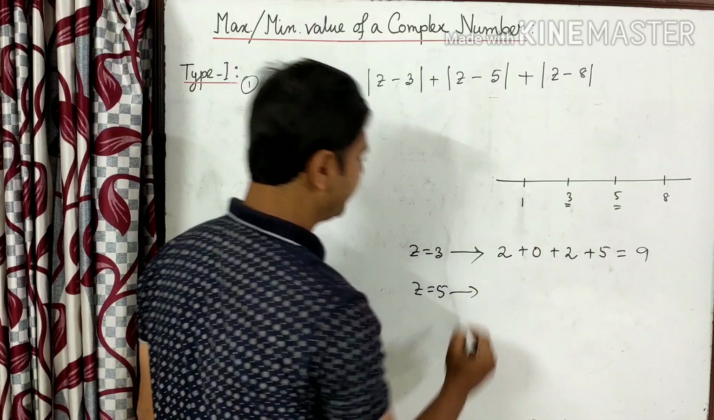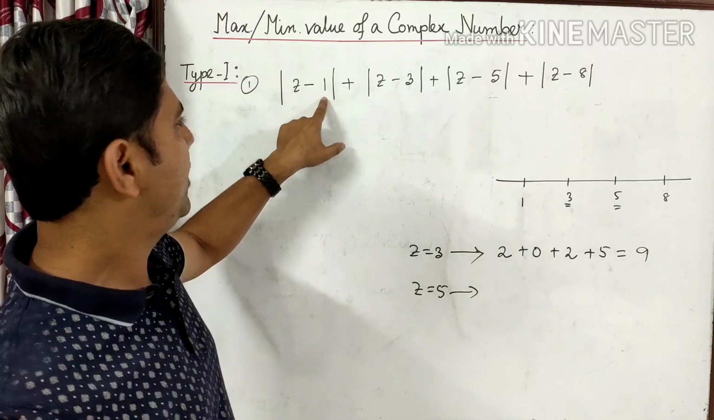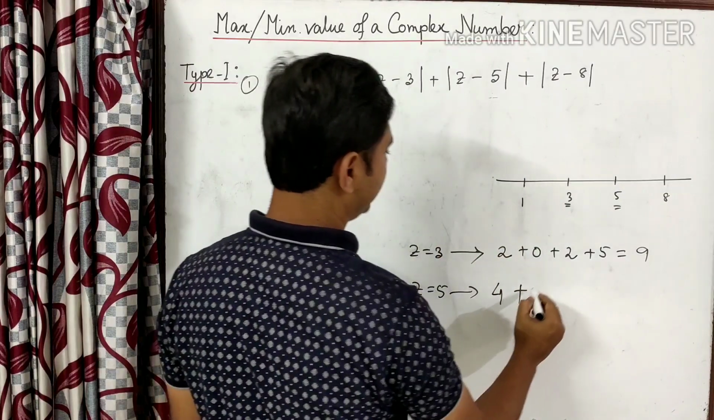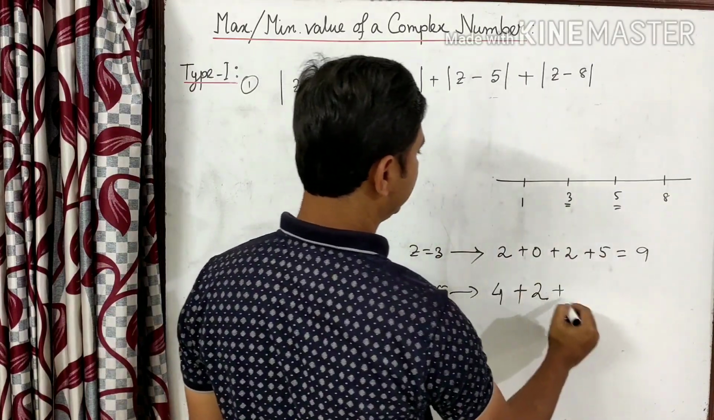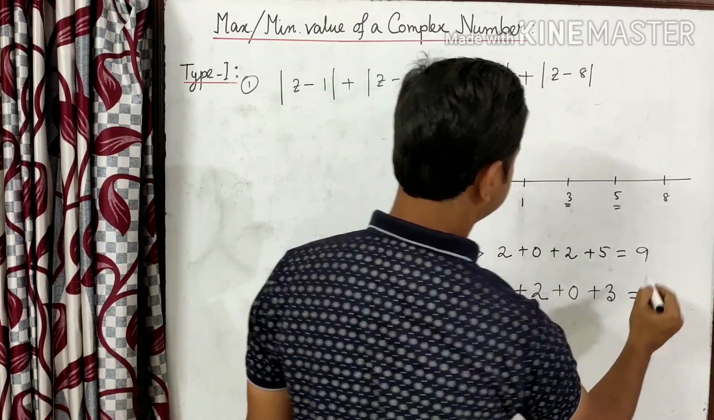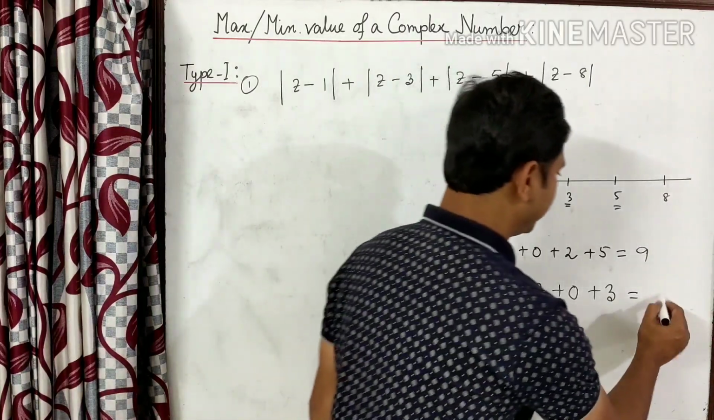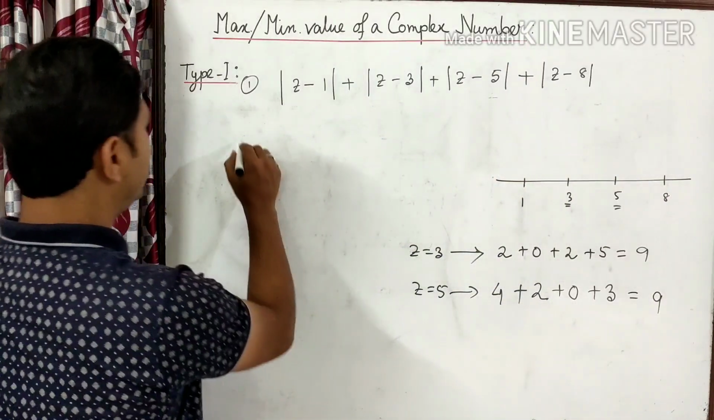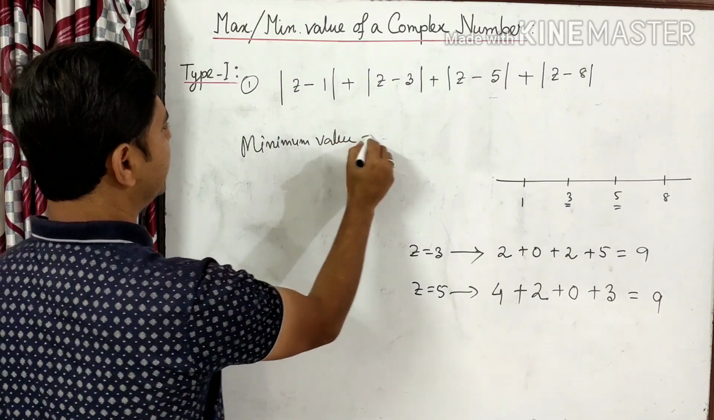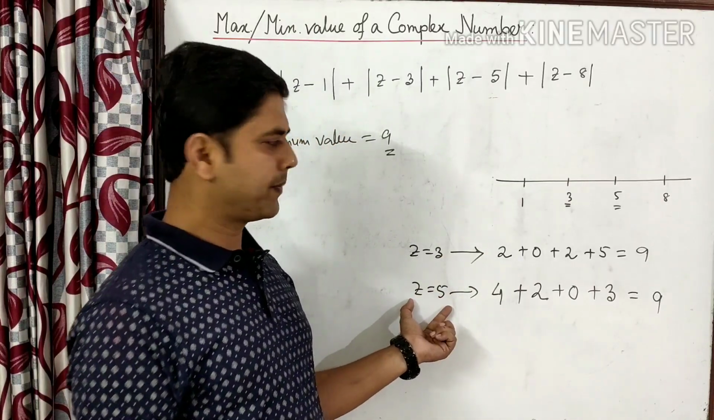Next, another middle term is 5. When you consider z equal to 5, then for this particular value 5 and 1, the difference is equal to 4, 5 and 3 difference is equal to 2, 5 and 5 difference is equal to 0, and 5 and 8 difference is equal to 3. 4 plus 3 is 7, plus 2 is 9. Therefore the minimum value is equal to 9 for particular distance z equal to 3 and z equal to 5.